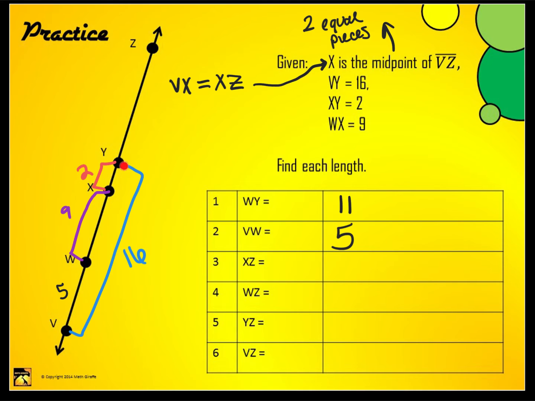Right? So again, I took what I know. We know that this is 16. We can take 2 away and then 9 away, which leaves us with 5 for this piece here left of this whole 16.